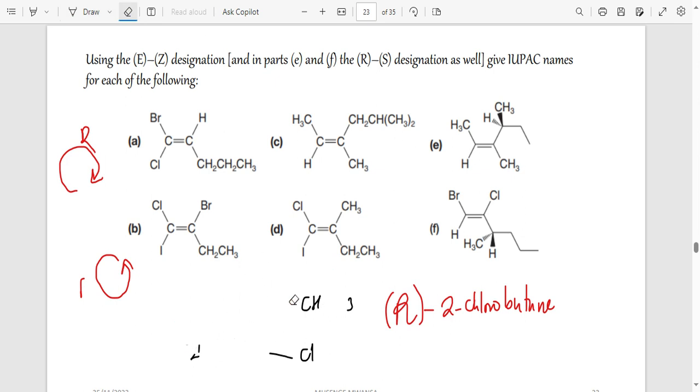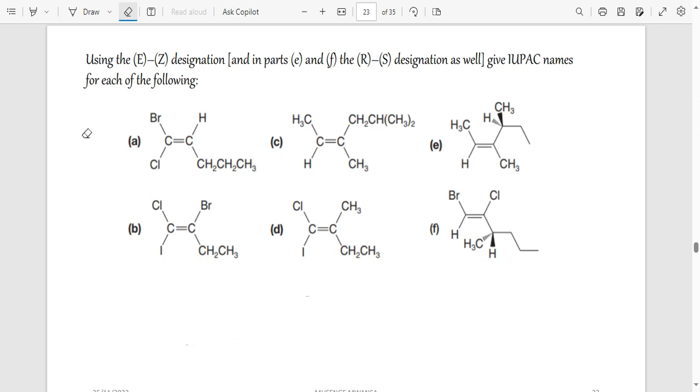Let me just answer one example on these questions, because some of them have a mixture of R and S configurations and EZ configurations. Let me answer this one down. First thing is to count the longest continuous carbon chain. So when counting, you start from here. Position number 1 carbon, number 2, number 3, number 4, number 5, number 6.